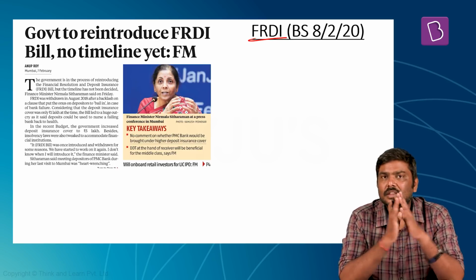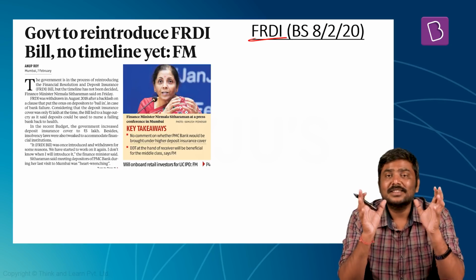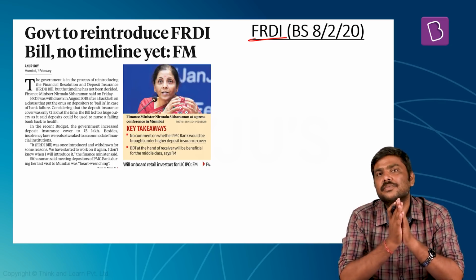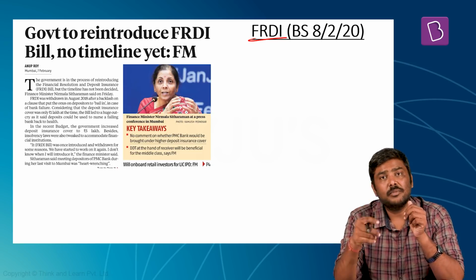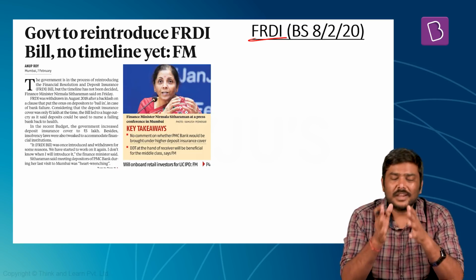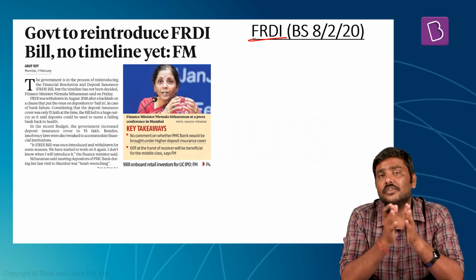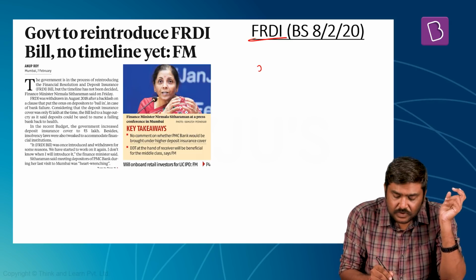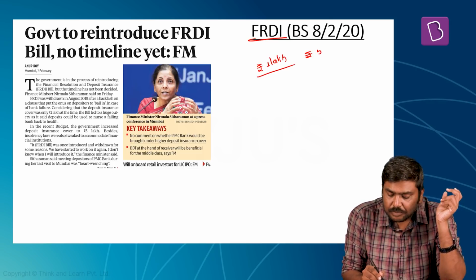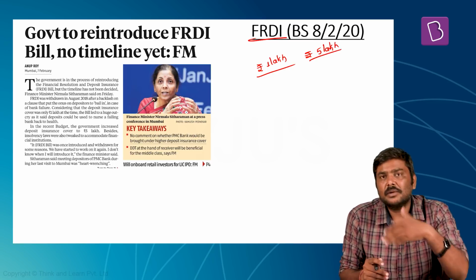Please understand, the concept of FRDI basically is a summation of two very important concepts. One is the idea of a financial resolution, and the second one is the idea of a deposit insurance. In the recently concluded budget, Government of India has announced that the deposit insurance will be increased from the existing level of 1 lakh rupees to 5 lakh rupees, which has been accepted by RBI.